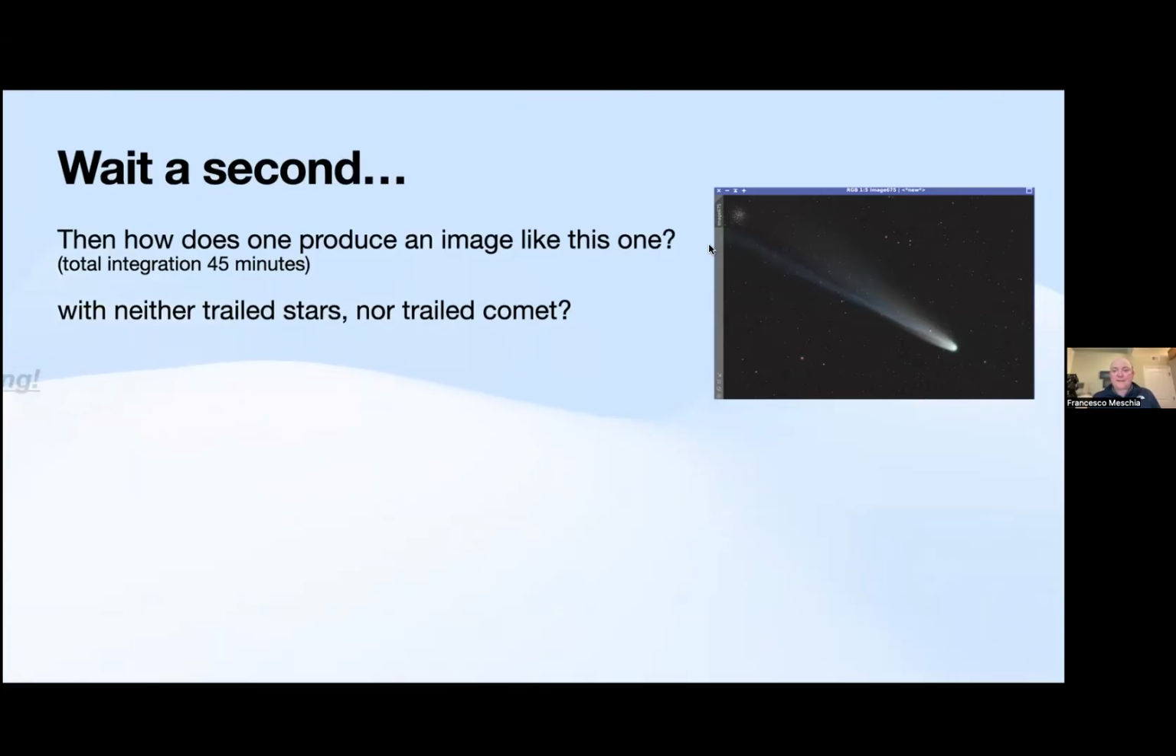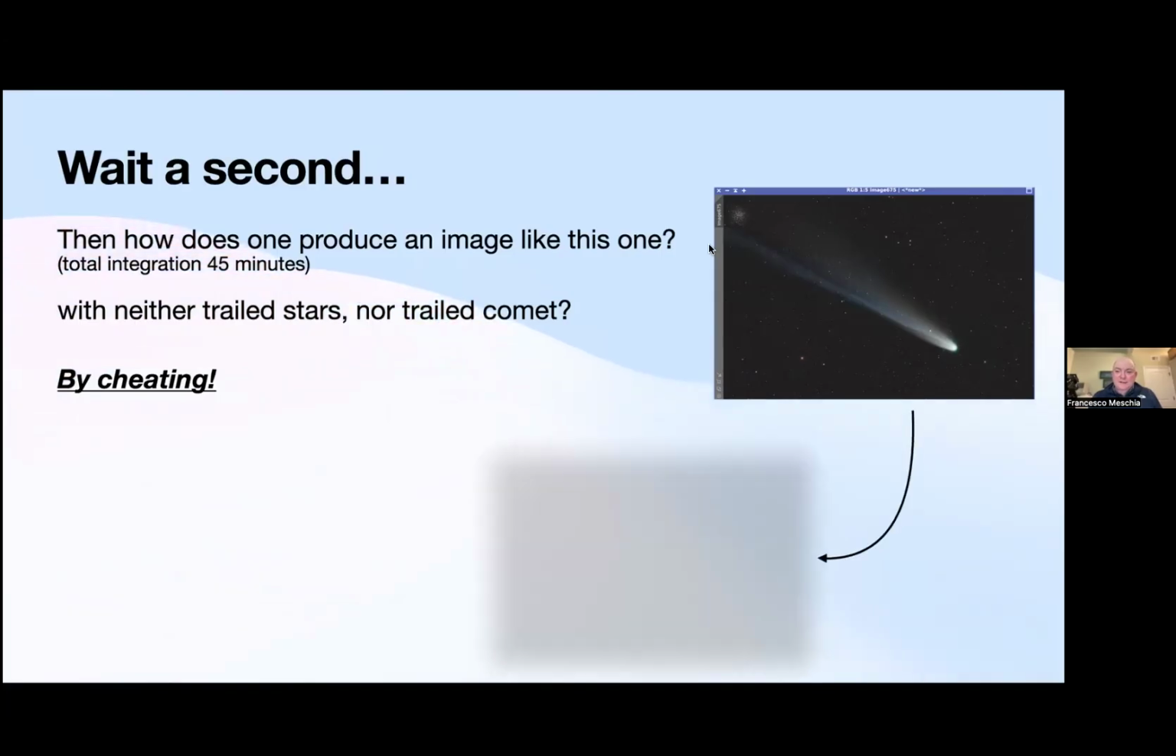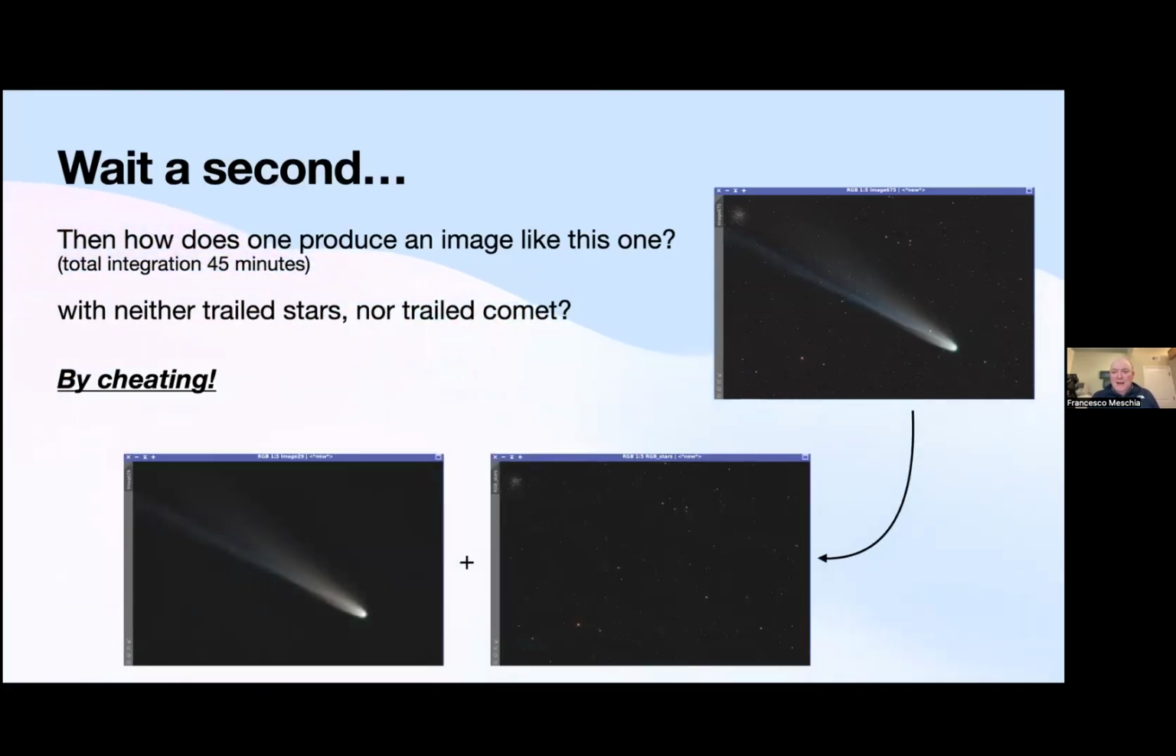And the answer is that you cheat, because an image like this one is actually produced by combining two images, one of the comet alone and one of the star field. This brings the question: how do you do this? Because the comet moves, the stars move at different speed, so neither of these two images that you plan to combine should be easy to obtain. If you obtain one, you're not going to obtain easily the other one.